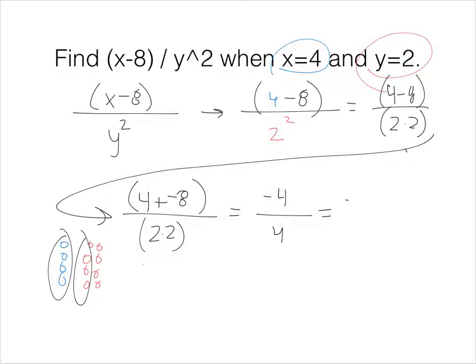If you wanted to, you could rewrite that like this. Right now I have a negative number and a positive number, so I have different signs, so my answer is going to be a negative number. And then I say 4 divided by 4, well, that's 1. So negative 1 is going to be my final answer.